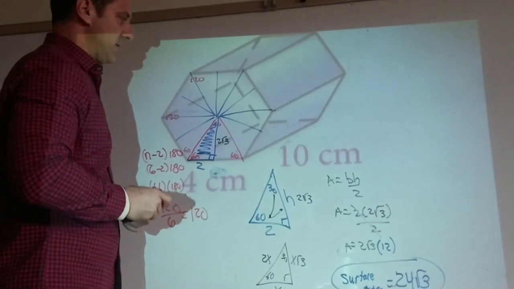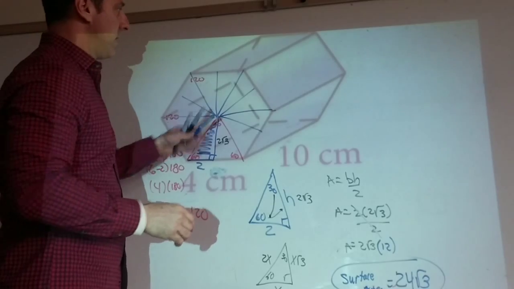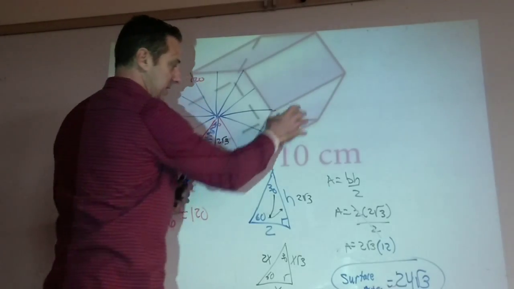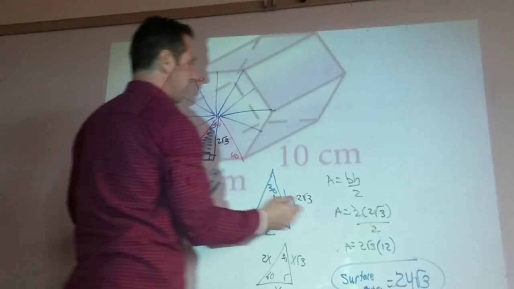That's how you find the surface area of a regular hexagon. The backside is the same. 24 square root of 3.